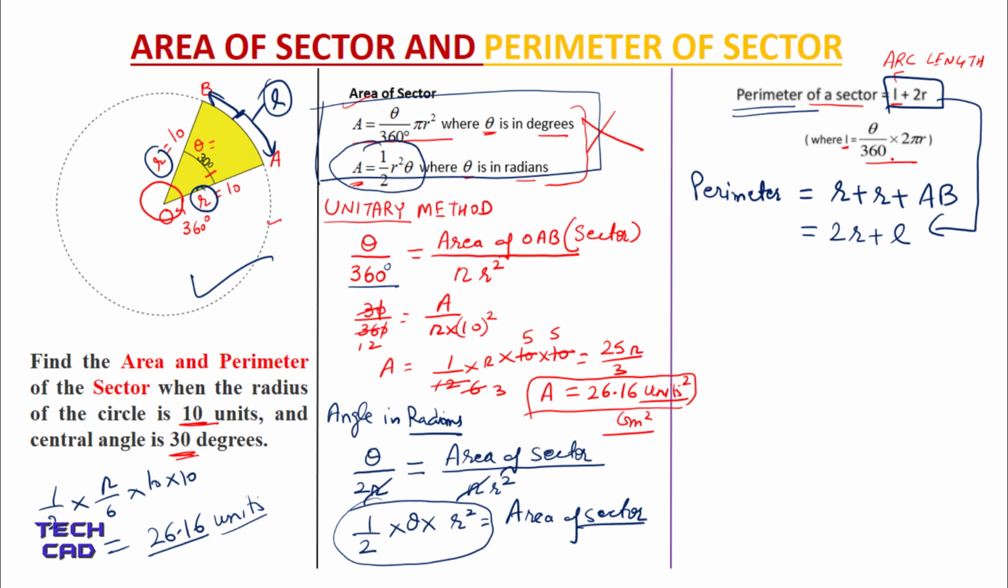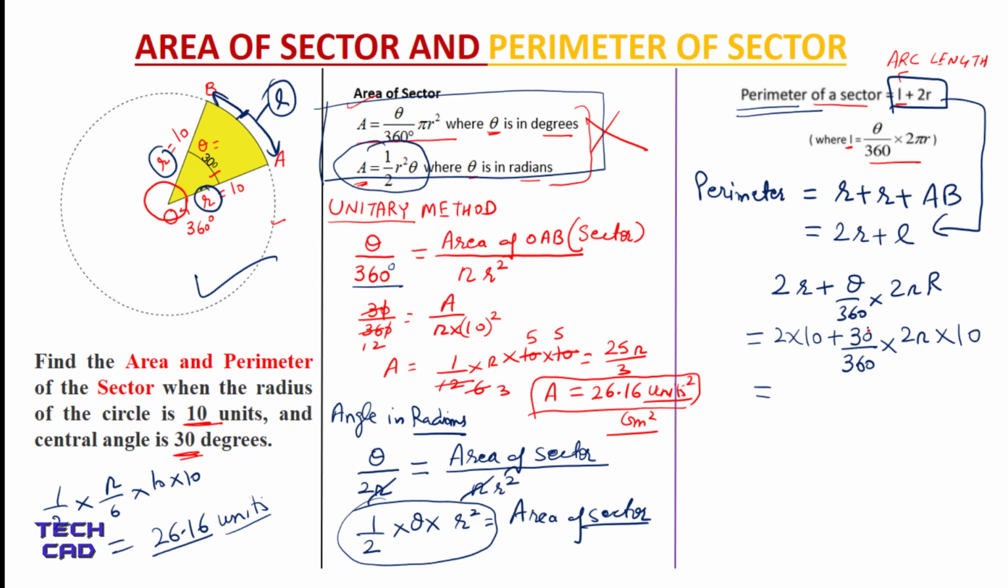And what is L? L is the arc length. If you are not aware of how to derive the formula for the arc length, I have a video on that. Please go to that video, and the link of that video is shown on the right side of your screen. Now just put the values over here. So 2r plus L, where L is theta by 360 into 2 pi r.